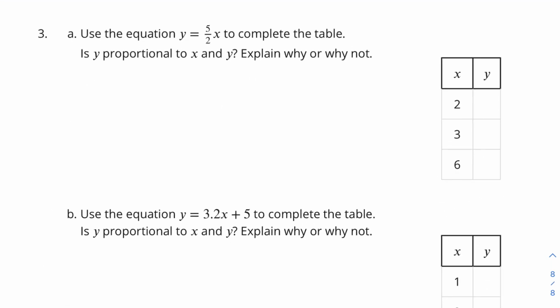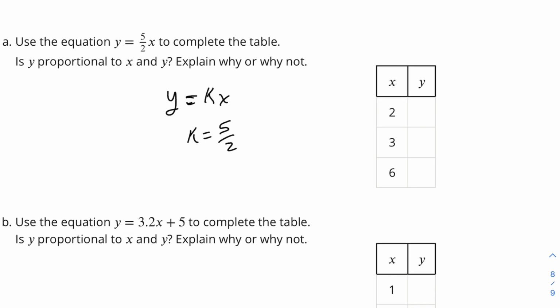Let's go ahead and look at number 3. It says use the equation y is equal to 5 over 2x to complete the table. Is y proportional to x? Explain why or why not. So this one, it clearly is. It's in the form y equals kx. So our constant of proportionality in this case is 5 over 2.